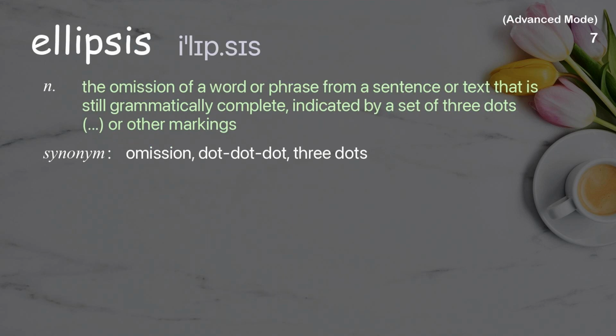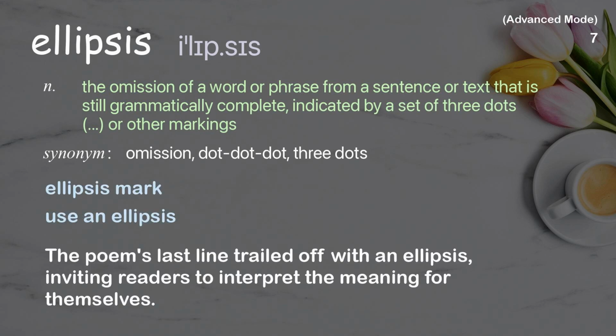Ellipsis. The omission of a word or phrase from a sentence or text that is still grammatically complete, indicated by a set of 3 dots, or other markings. Examples: Ellipsis mark. Use an ellipsis. The poem's last line trailed off with an ellipsis, inviting readers to interpret the meaning for themselves.